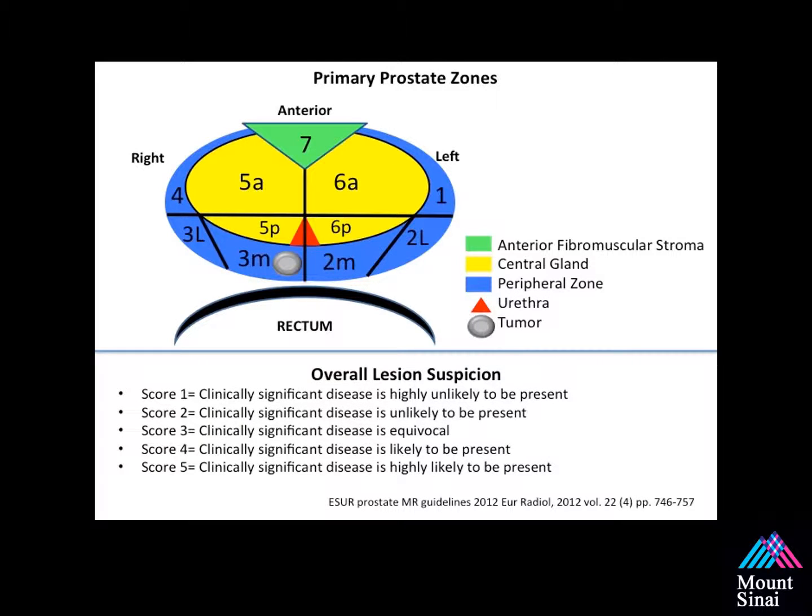These are the NIH Modified Zones. This has been presented in multiple publications, and this is what we use to hopefully communicate between the urologist and the radiologist. You see the blue, that's the peripheral zone, as well as the yellow, which is the central gland, and the anterior fibromuscular stroma shown in green.